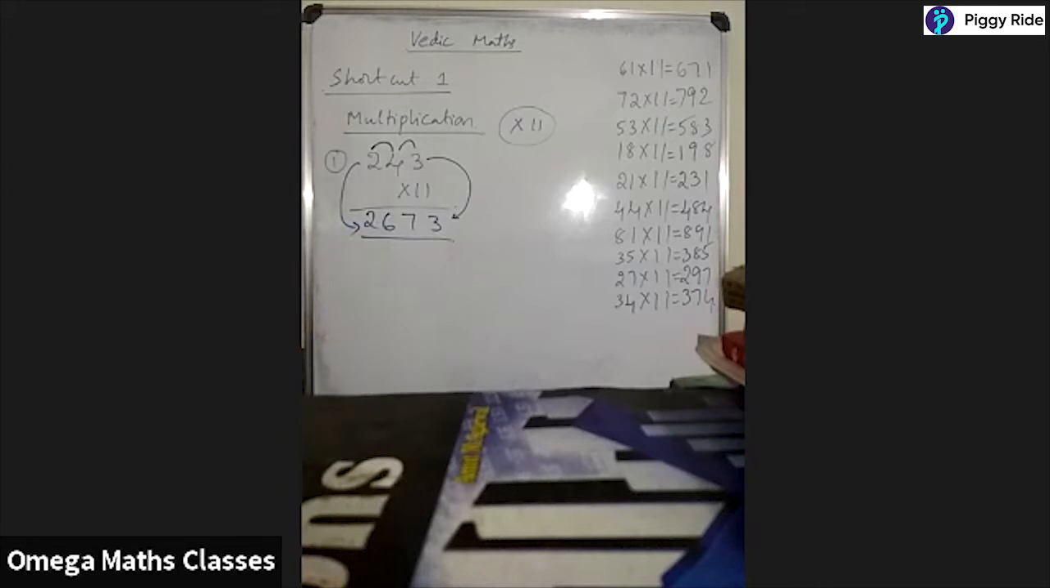2673. Very easy multiplication. 2 plus 4 is 6. 4 plus 3 is 7. These two are the ending digits. These two are the same.